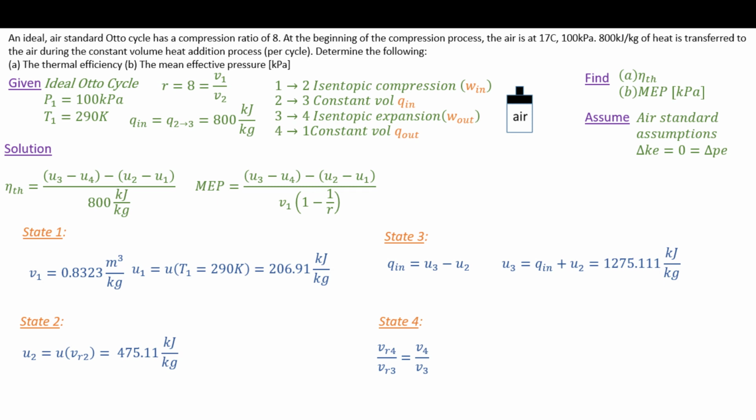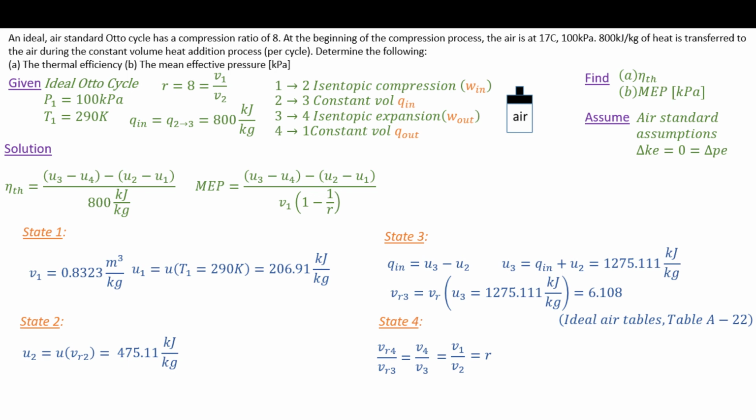And you may wonder, well, I knew v1 over v2 or v2 over v1 when I was figuring out v2, but do I know v4 over v3? And the answer is yes, you do, because the process from 4 to 1 is a constant volume process, and 2 to 3 is a constant volume process. So v4 over v3 is equal to v1 over v2, which is just r. So I do need to get the relative specific volume at state 3, and I'm going to have to interpolate on those ideal air tables in table A22 at the internal energy u3 that I calculated just a second ago.